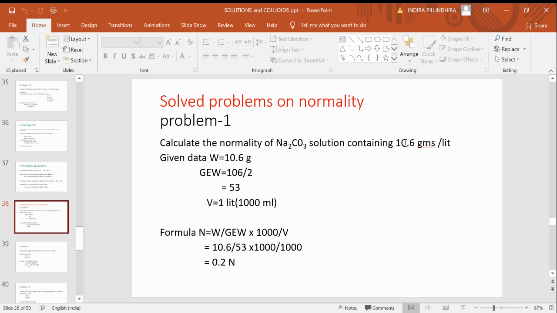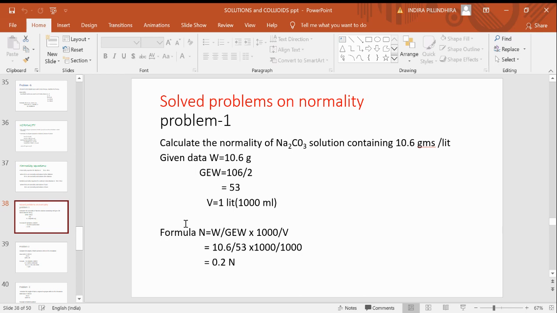So here data is, the weight is given, that is 10.6 grams. Volume is given, that is 1 liter. And we know that the equivalent weight of the sodium carbonate is molecular weight by 2, that is 106 by 2, which is equal to 53.